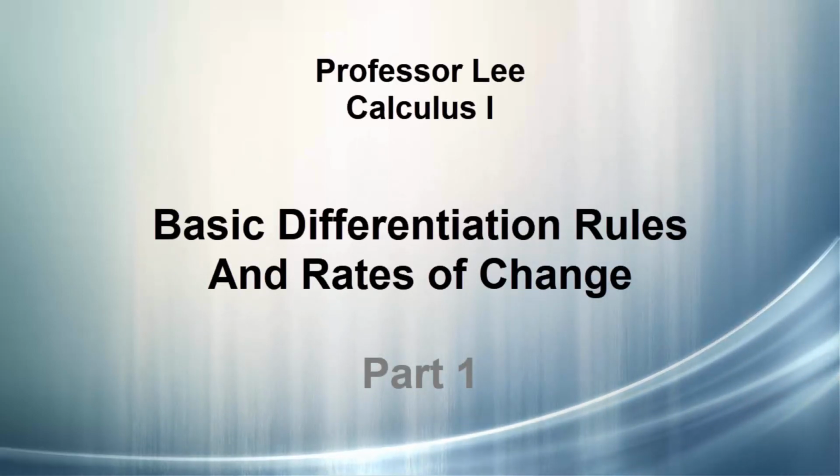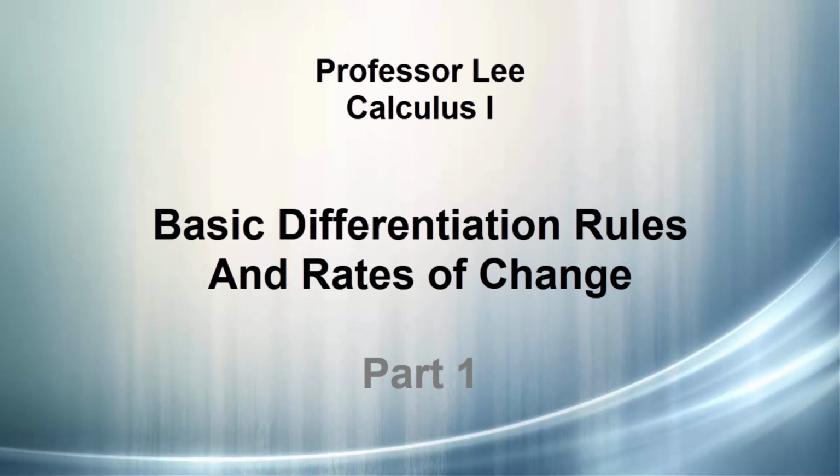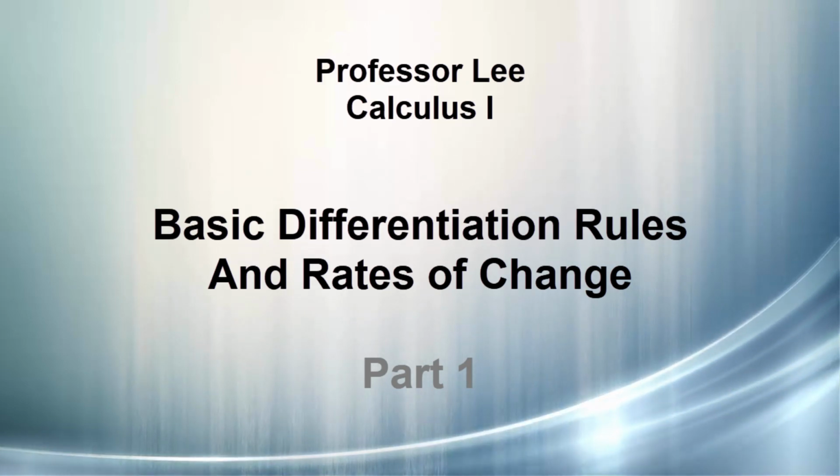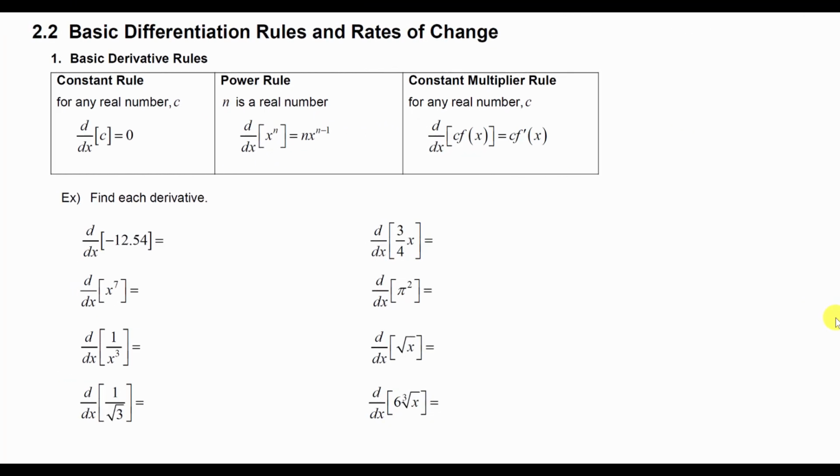Section 2.2 Basic Differentiation Rules and Rates of Change. In 2.1, you learned the definition of derivative, which is a tedious process to find f prime of x. However, so many functions follow the same pattern of derivatives, so we will learn them as rules to find the derivative of many functions, and that will save us a lot of time. So here are the basic derivative rules.